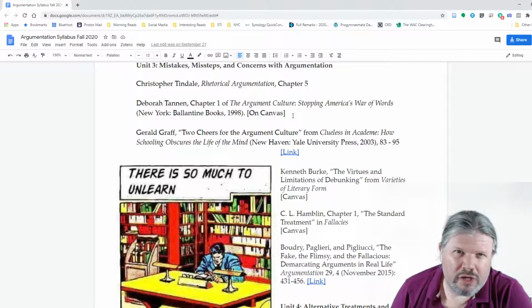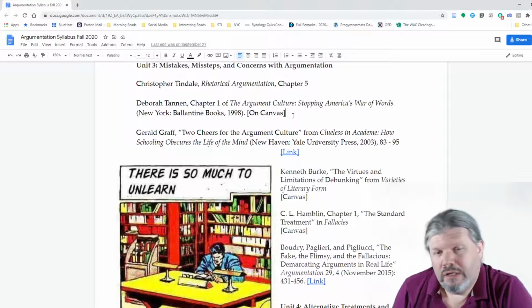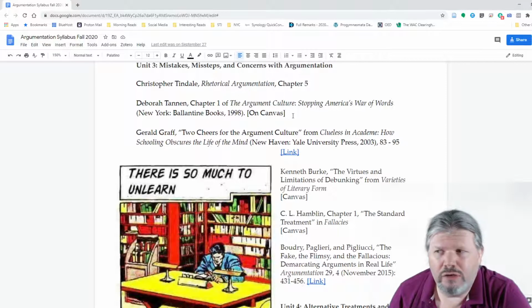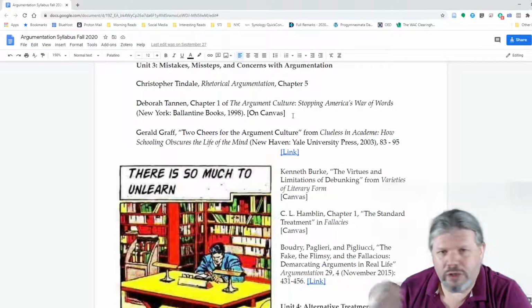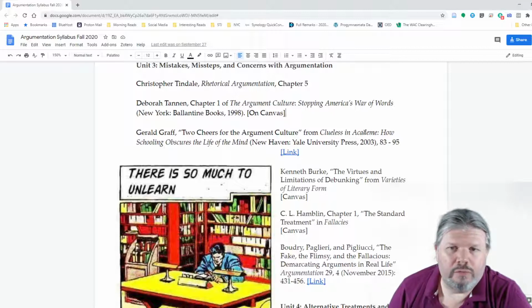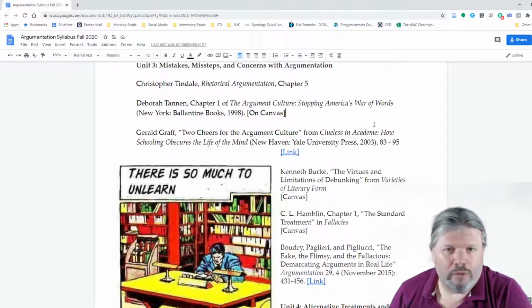Bad argument shouldn't be the representative of argument. And also Graff suggests something that I strongly believe in, is that we shouldn't allow television news cable networks like MSNBC, Fox, and CNN to dominate what we think argumentation looks like. It's a huge waste of time. They're doing it to get you to watch more of their programming, to make money. That's what generates what they do, no matter what their ethical journalism or whatever.